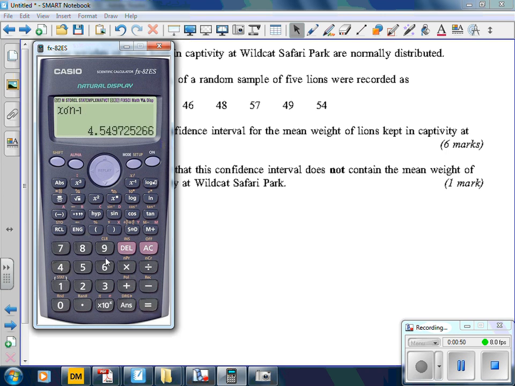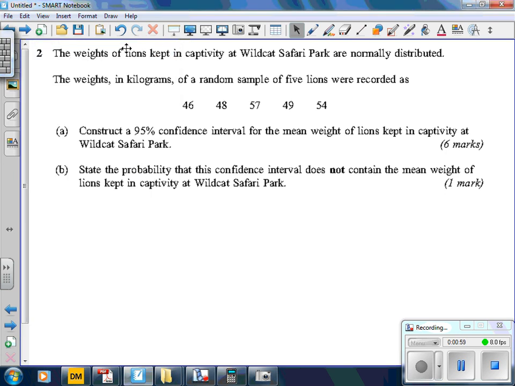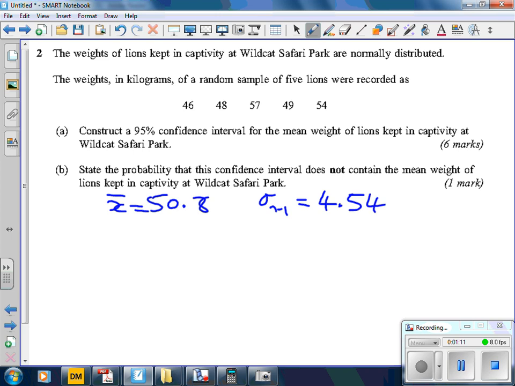So my standard deviation is 4.54 and so on. Let's get rid of that for now then. You'll need it again later for the calculations. But we just found out, let's write those things down, that x bar is 50.8, and we got the sigma n-1, or the S value, to be 4.5497. And I'd keep that on my calculator. I wouldn't be deleting that.